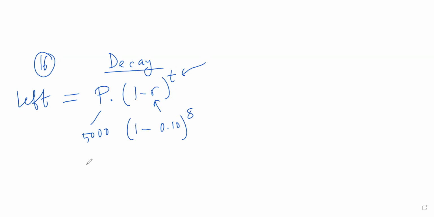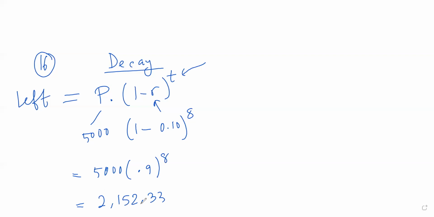So if you compute this, 5,000 multiplied by 0.9 to the 8th power. I suggest that you just plug this in your calculator as it is, and you should get, let me write this down, 0.9 to the 8th, and then you multiply that by 5,000, which gives you 2,152.33. This is how much is left in the account.